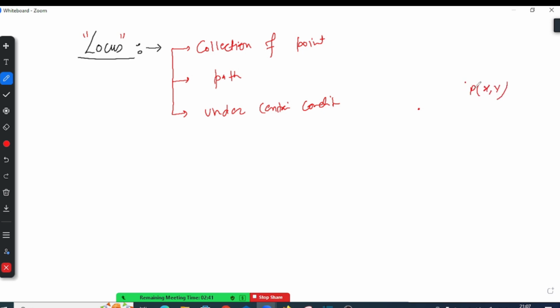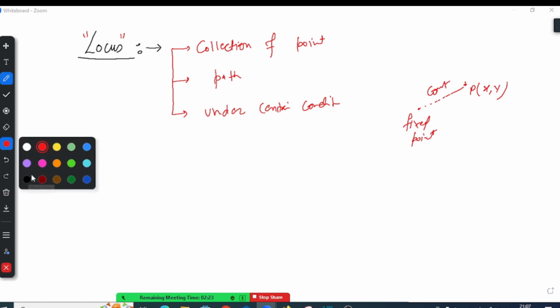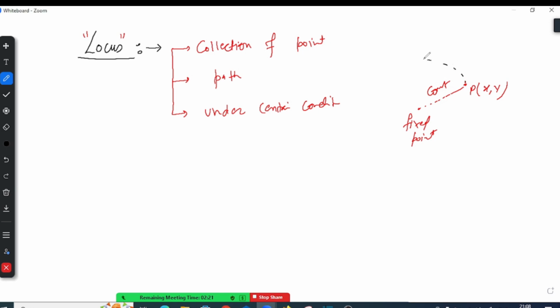Let us suppose there is a point P. So it is a locus of a point which moves in a plane in such a way that its distance from a fixed point, let us suppose this is the fixed point, is always constant. So under this condition, how this point P can move, these collection of points will become its locus. So this is the definition of locus, right?